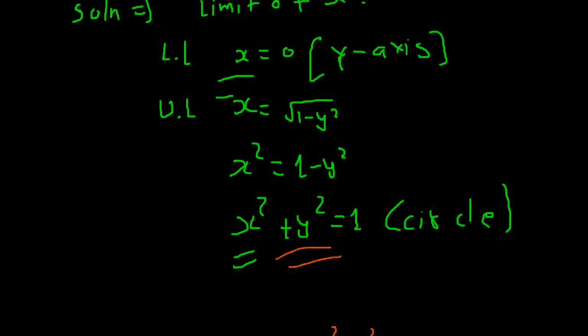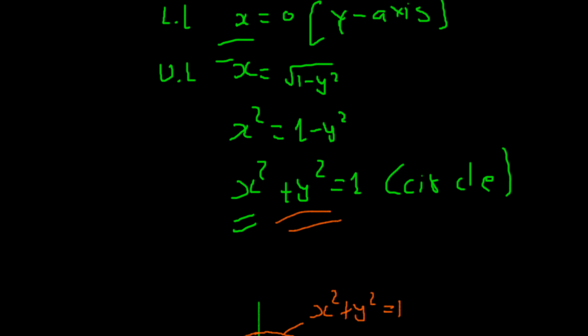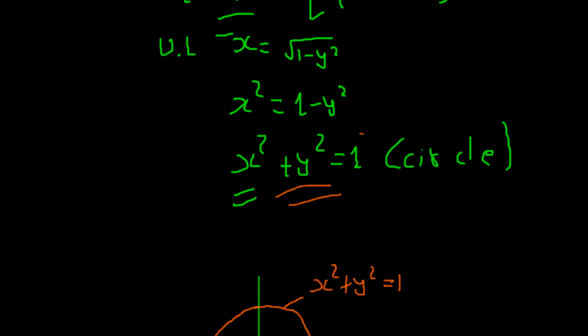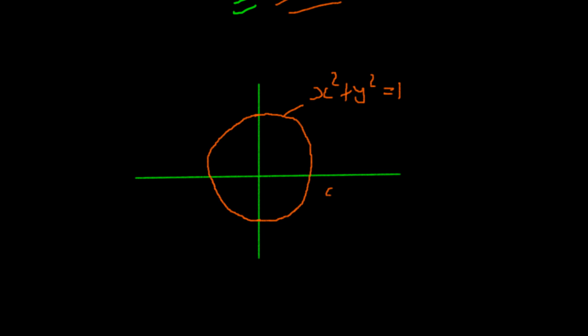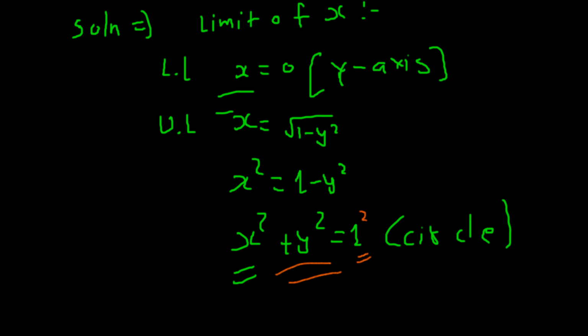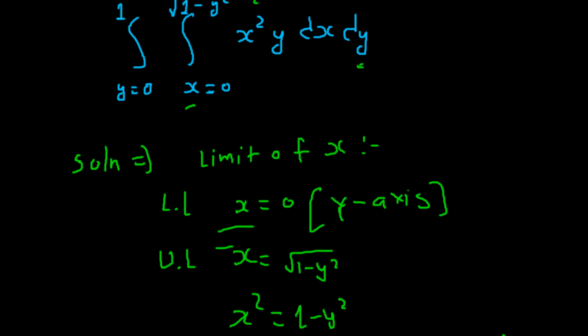Is there anything else which we can write? Yeah, the radius is also 1. So it's 1 and 0: x is 1, y is 0, since the radius is 1. So now let's see, we have to change the strip of it.